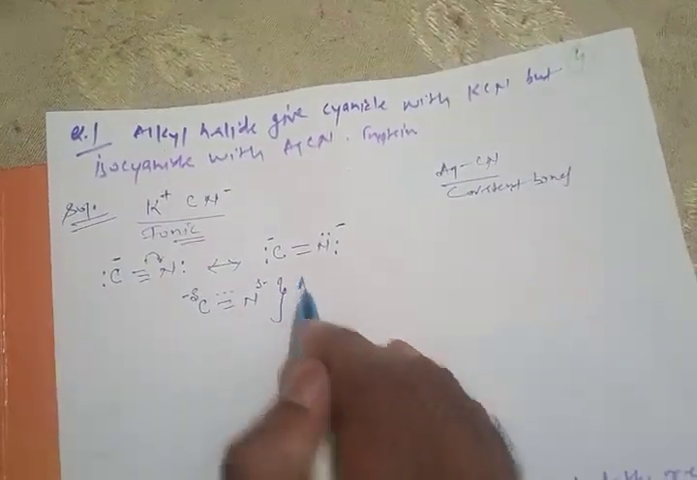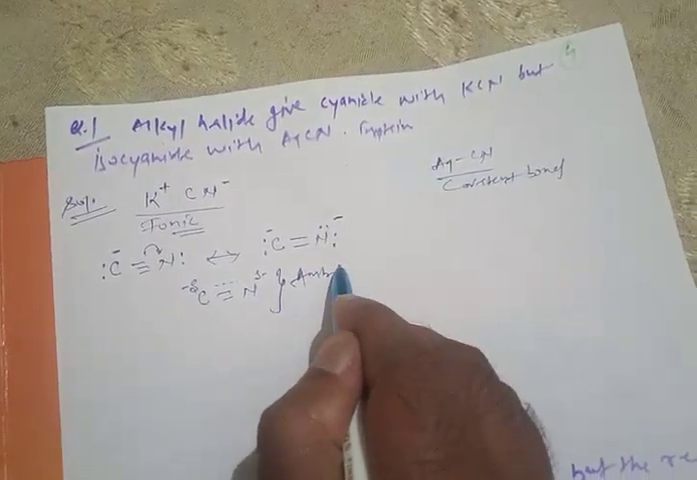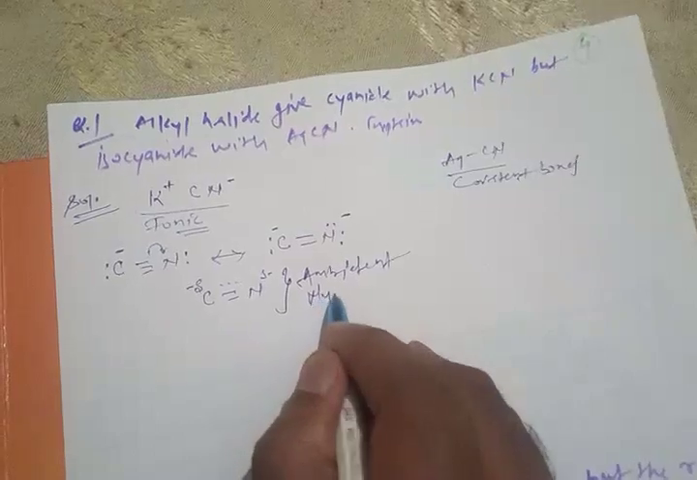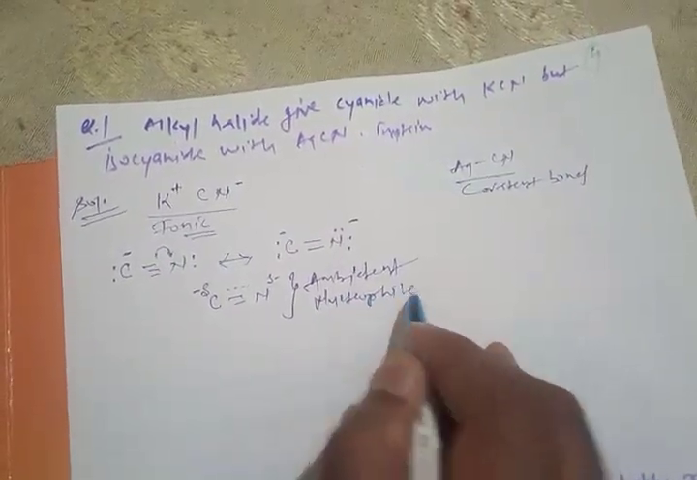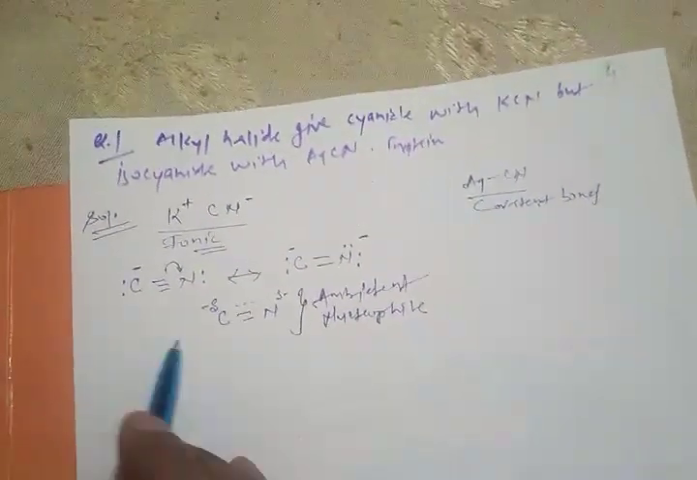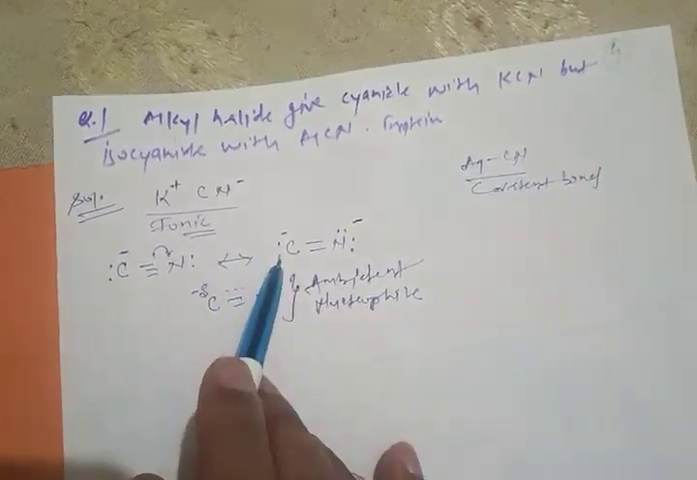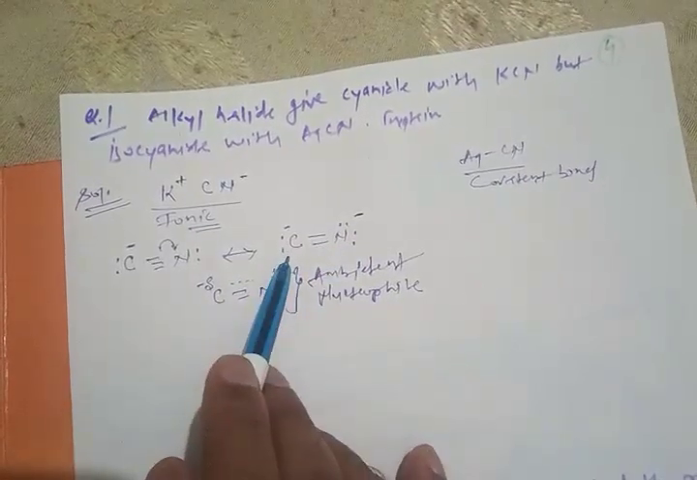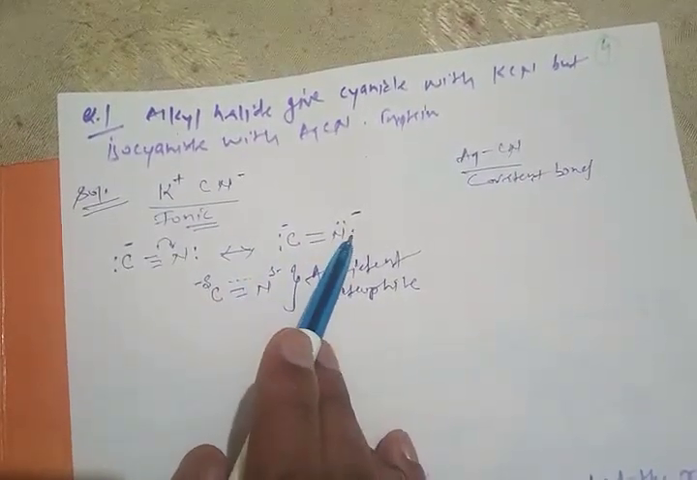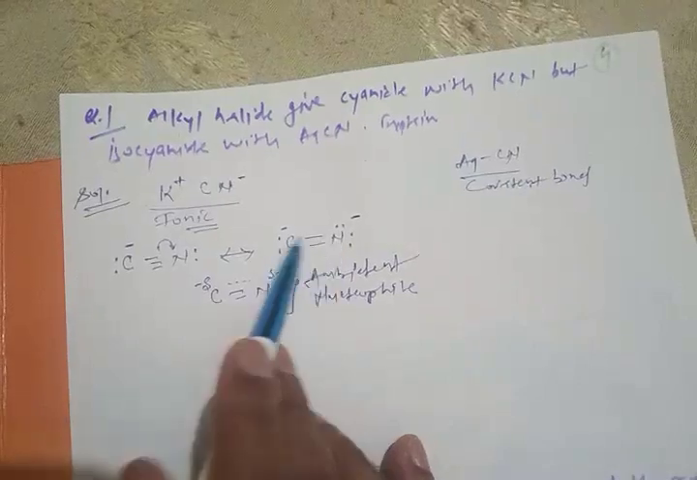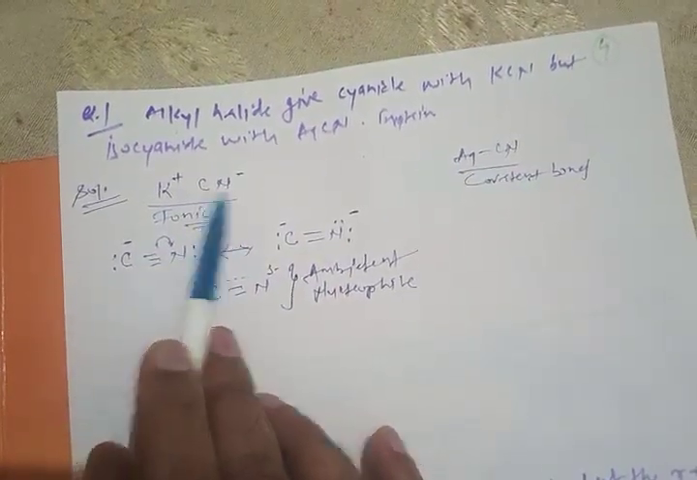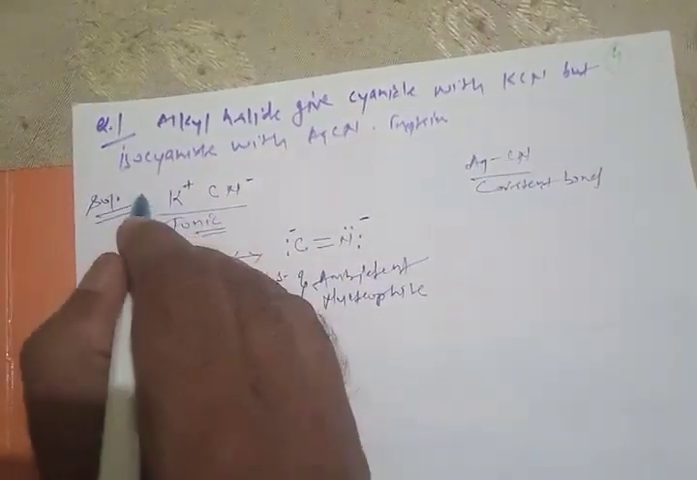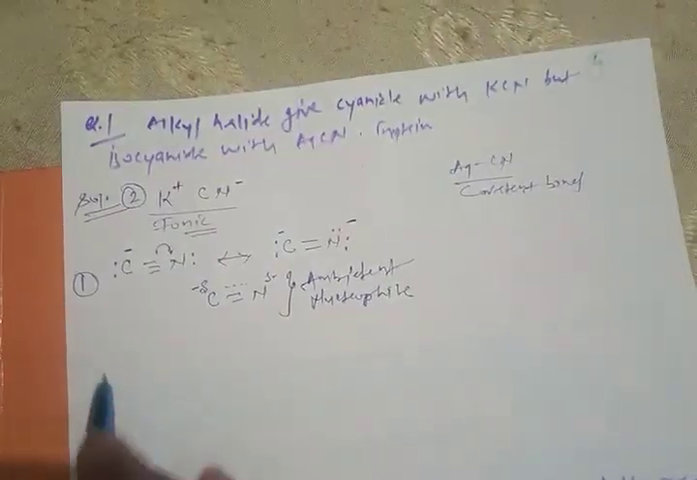You may know that, AMBIDENT, ambident nucleophile. Now the attack can be done from carbon and also from nitrogen. When it is done from carbon, this will give you cyanide, but when it is done from nitrogen, this will give you isocyanide. And in KCN we always get cyanide. So here one more thing you should understand: one is the resonance, another is the bond.